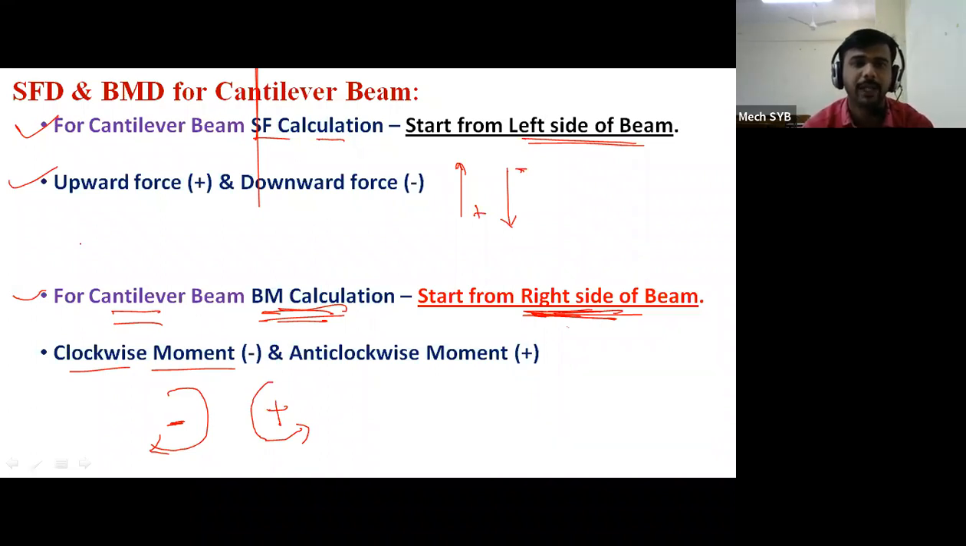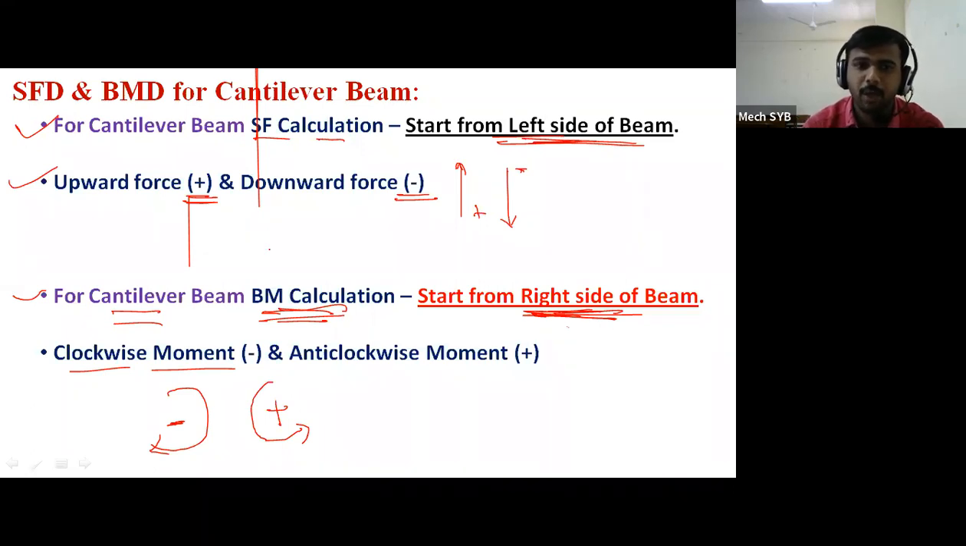So put the heading and take the first one. For cantilever beam, SF calculation start from left side. Write down: for cantilever beam, SF calculation start from left side of the beam. Therefore below that, upward forces positive and downward forces negative. Make underline to start from left side. This sentence is very important. So upward forces positive, downward forces negative.